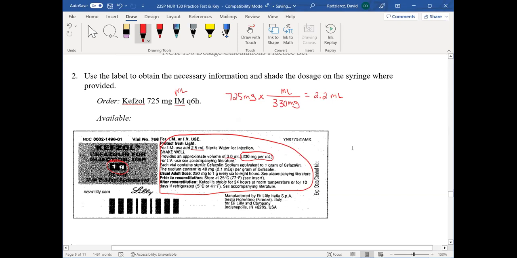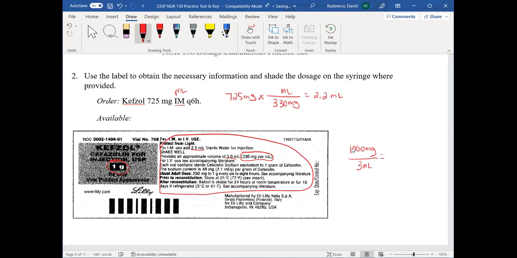Now, earlier I deleted it. I had another number there for the strength. I have seen some labels where it gives you the total volume, but it doesn't give you the concentration. So it doesn't give you the 330 milligrams per milliliter. If you were to have a problem like that, you would take the total amount, so 1 gram is 1,000 milligrams, and divide by the total volume.